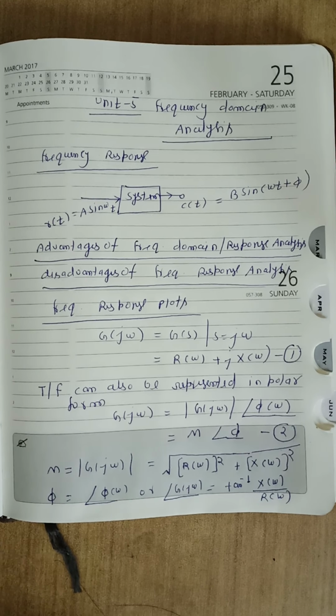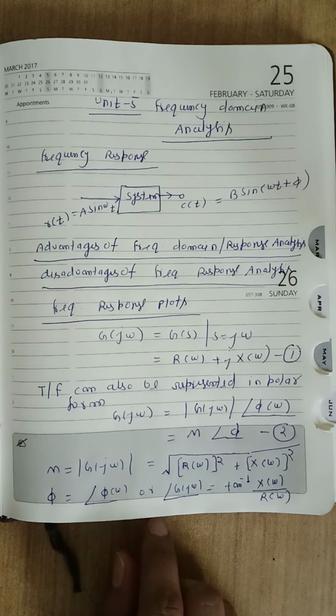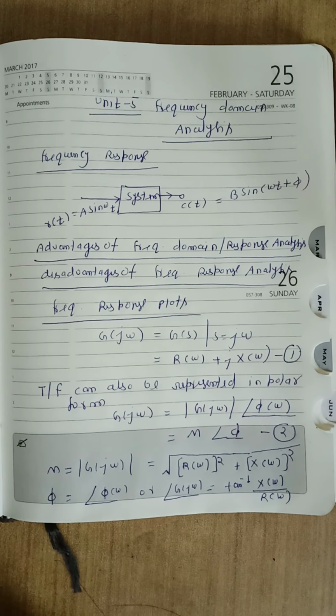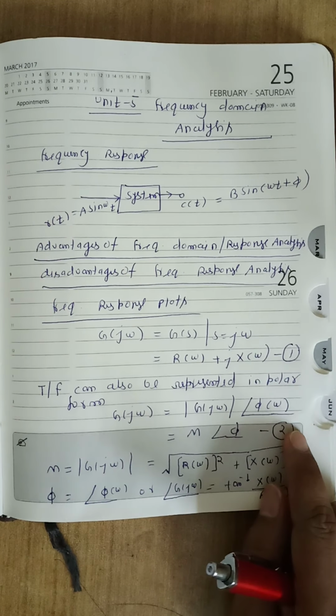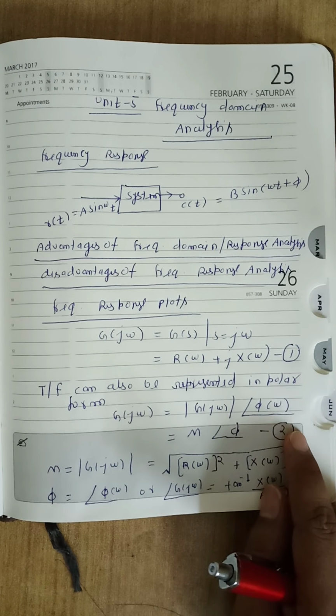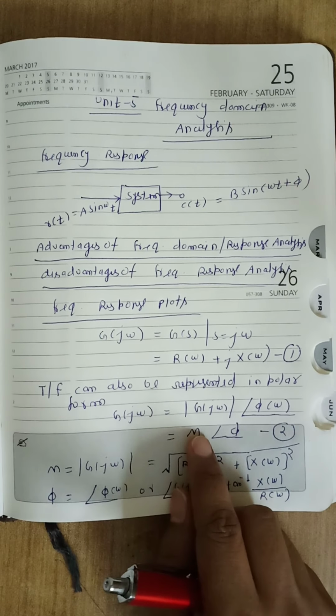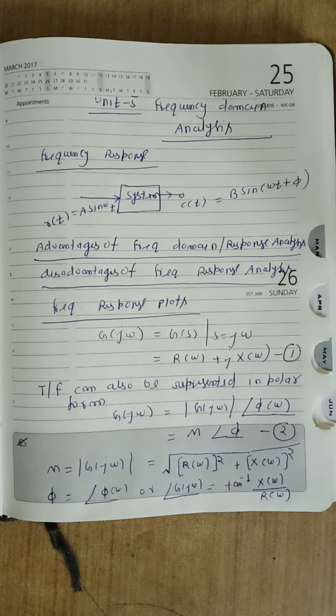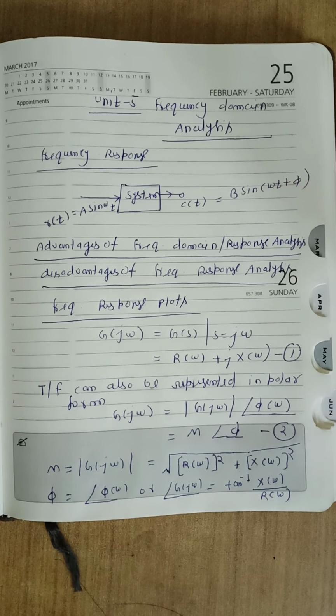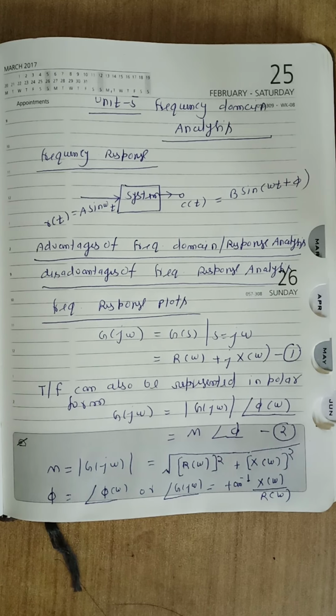So we can say as the frequency varies from 0 to infinity, the magnitude and phase angle will also vary. The graphical representation of the frequency response of the system G(jω) can be obtained from equation first or from equation second. Variations in magnitude M and φ of G(jω), as ω, the input frequency, is varied from 0 to infinity, can be obtained by different methods.